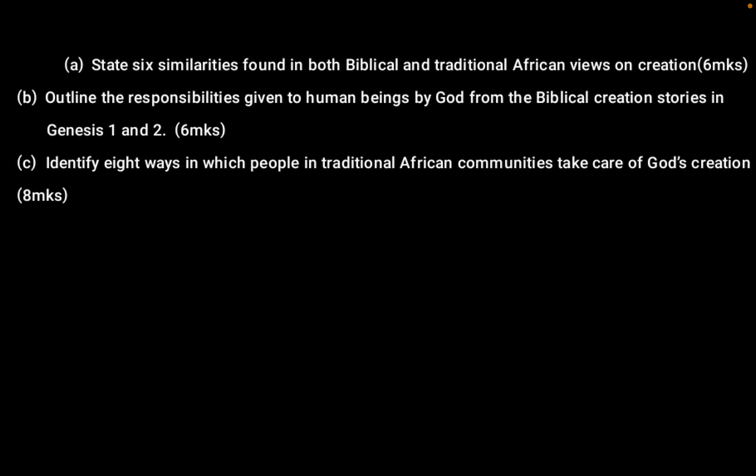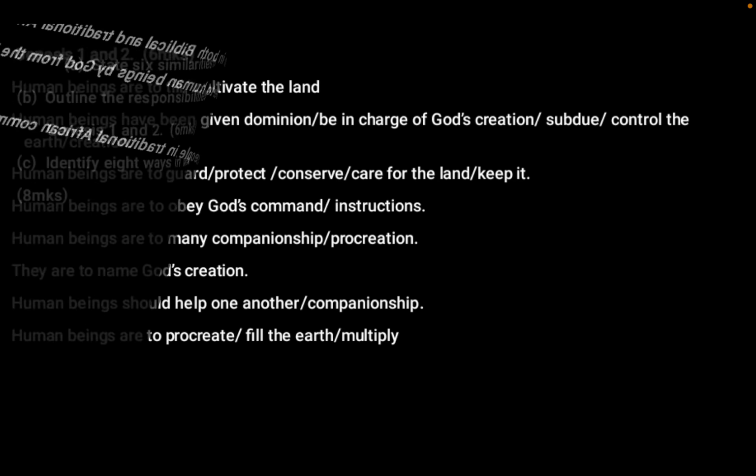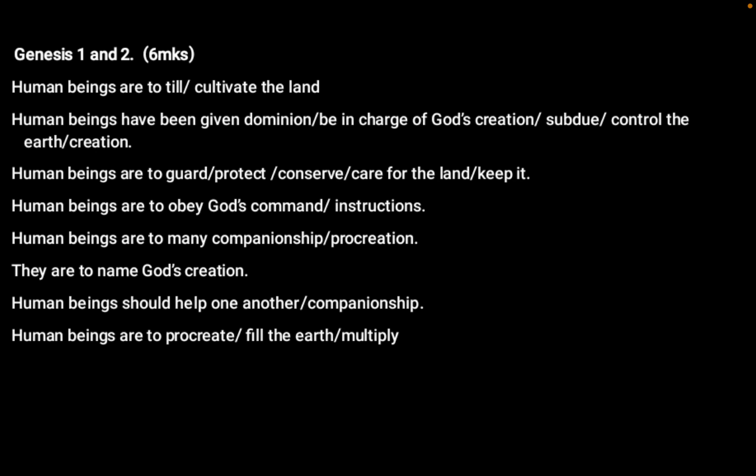Outline the responsibilities given to human beings by God from the biblical creation stories in Genesis chapter 1 and 2. So here you're being asked, the question is responsibilities. And these responsibilities have been given to human beings by God. So the one word that is important there is what? Responsibilities. Number one is to till the land or to cultivate the land.